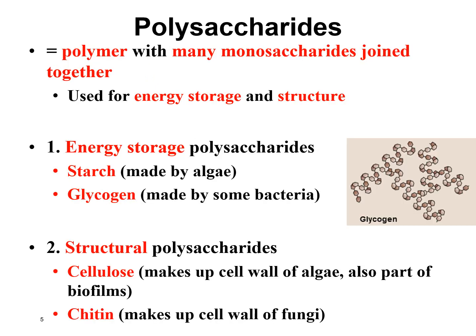And then our polysaccharides, this is our polymer. So we've got three or more monosaccharides joined together by covalent bonds. And so these are going to be used for energy storage. So for example, starch and glycogen would be energy storage forms of polysaccharides. And they can also be used for structure. So cellulose, which makes up the cell wall of algae, and it's also part of biofilms. And then chitin makes up the cell wall of fungi. So those would all be structural polysaccharides.